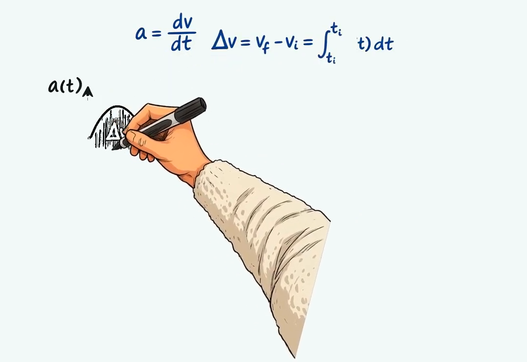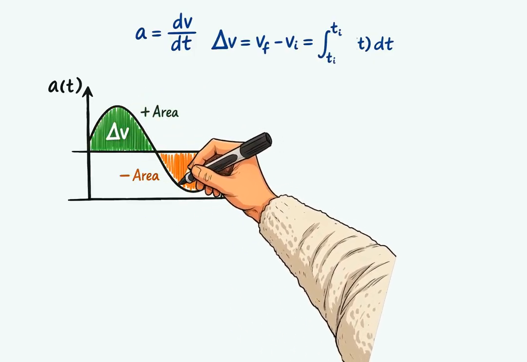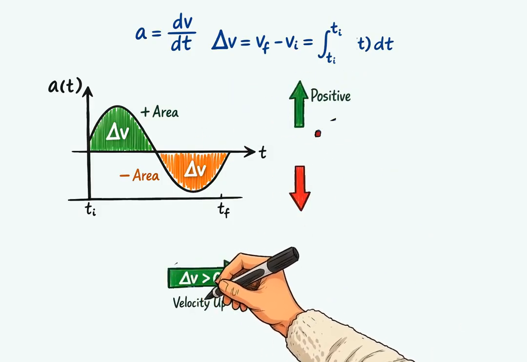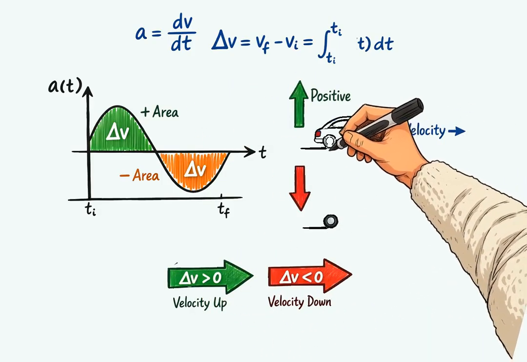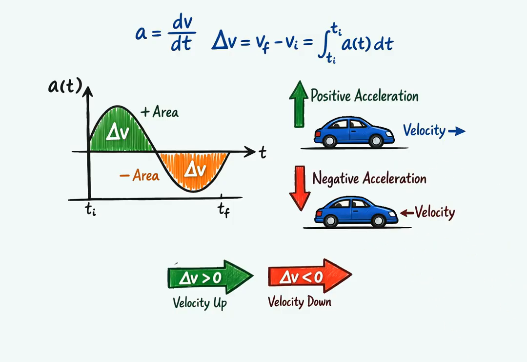The same idea works one level up. Since a equals dv by dt, the change in velocity over an interval is accumulated acceleration. Delta v equals v sub f minus v sub i equals the integral from t sub i to t sub f of a of t dt. On an acceleration-time graph, the signed area gives delta v. Again, the sign matters. Positive acceleration shifts velocity in the positive direction. Negative acceleration shifts it in the negative direction. Whether that corresponds to speeding up depends on the sign of v, but the area picture always tells you the direction of the change in velocity.